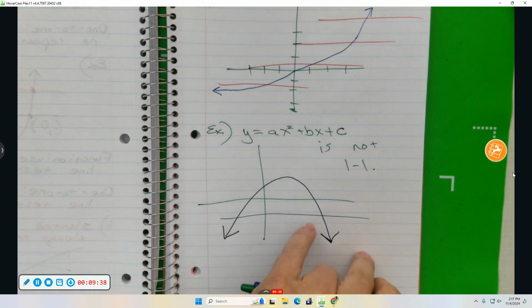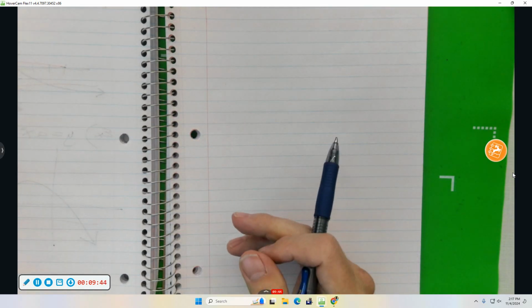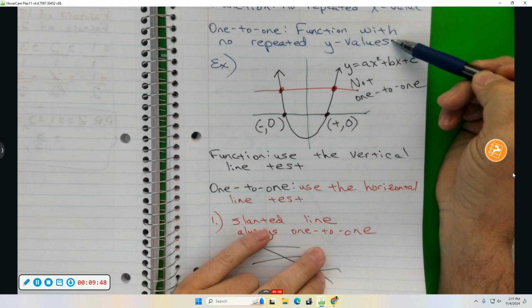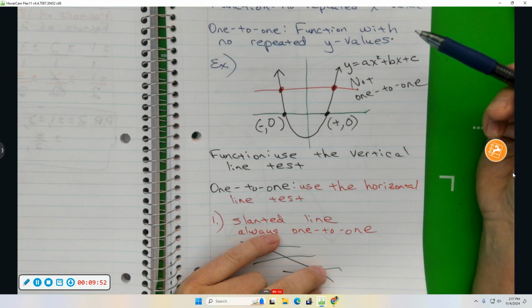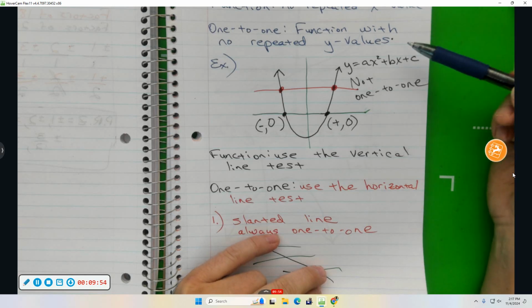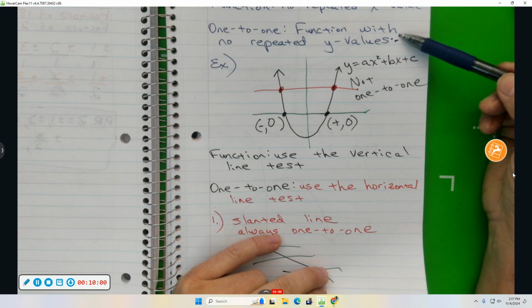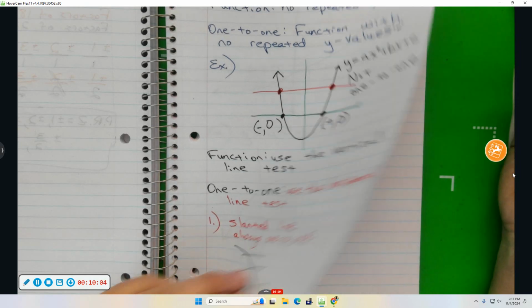So, next. You know something? We said that a 1-to-1 function has no repeated y values. We've represented functions 3 different ways this semester. With ordered pairs, it's easy to decide if it's one-to-one. Just look at the y values. Do you have y values being repeated? If so, it's not one-to-one.